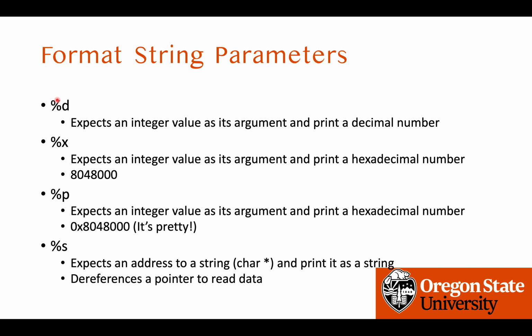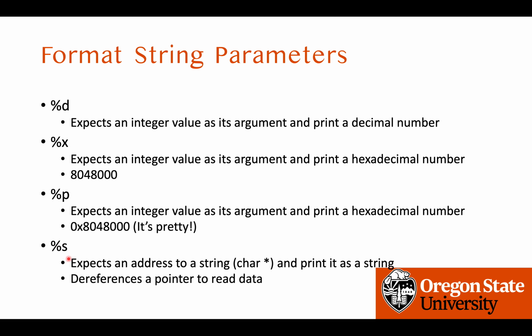So we have %d, this is an easy one. It expects an integer value and then prints it out as a decimal number. %x also expects an integer value, but it will print that out as a hexadecimal number. And then %p also expects an integer value, and it prints it out as a hexadecimal number, prettified to look like an address. So the difference is that the 0x will be attached over the output of the %x.